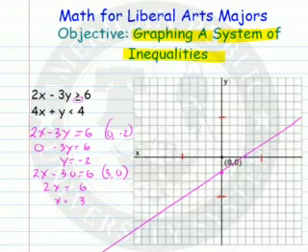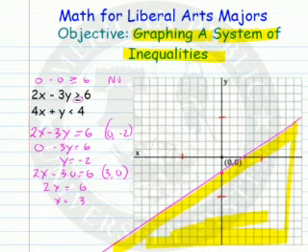Which side do we want to shade? Let's put 0, 0 in this now. Is 0 minus 0 greater than or equal to 6 true or false? Is 0 greater than or equal to 6? No, it's not. So I don't want the points on this side. I want the points on the other side. So I want the points on this side. So here is the graph of that.